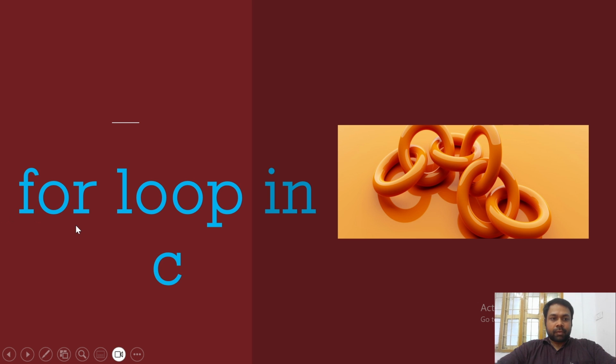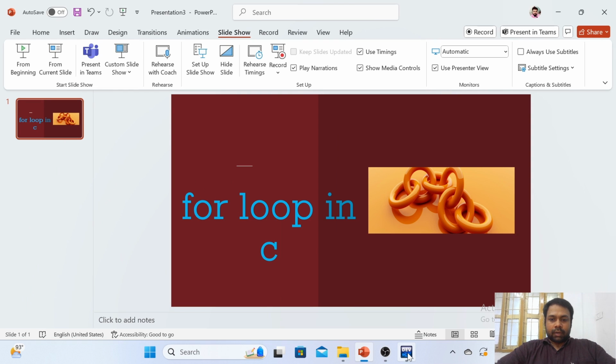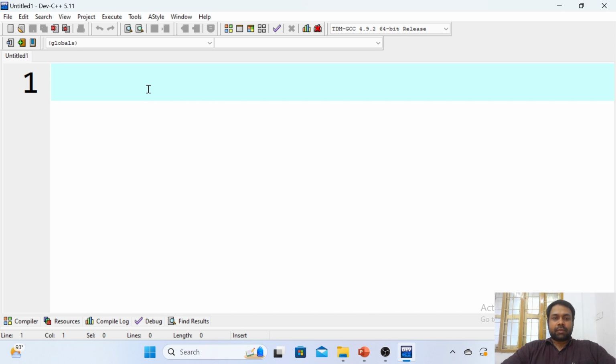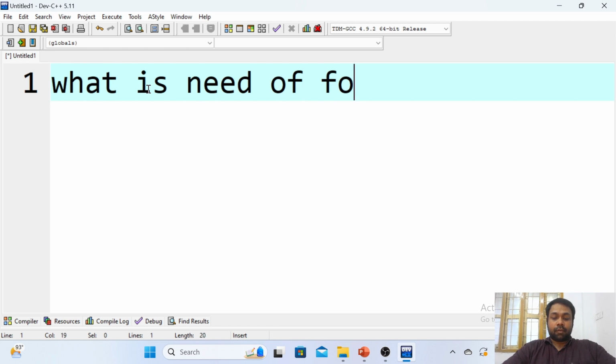Hello everyone. In this video we will be discussing the for loop in C. Very first, we will see what is the need of a for loop. Among loops, we have for, while, and do while, but as of now I am discussing the for loop. What is the need of a for loop?